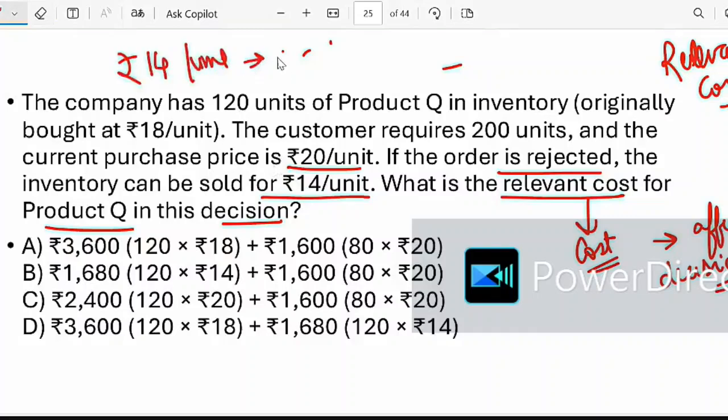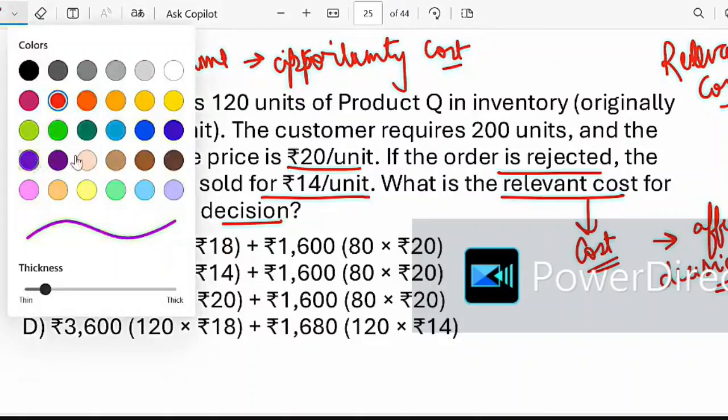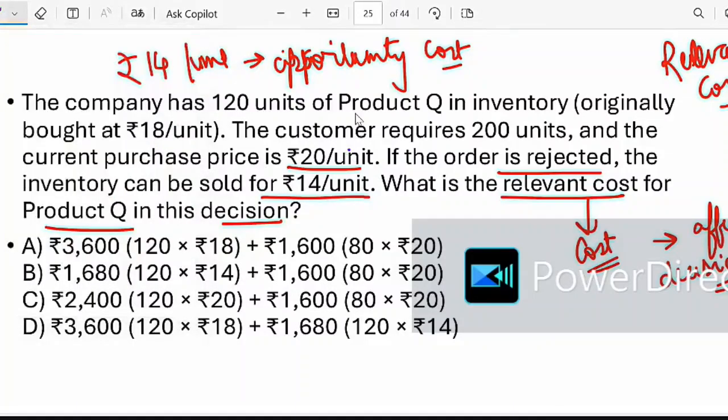And this is called opportunity cost. Why is it called opportunity cost? It is called opportunity cost because this is what the company loses by using the inventory for the order instead of selling it, right? So if the order gets rejected, this 14 rupees per unit is the opportunity cost. And suppose the order gets accepted, then the company needs to buy the additional 80 units at the current market price of 20 rupees per unit. So this is called incremental cost.